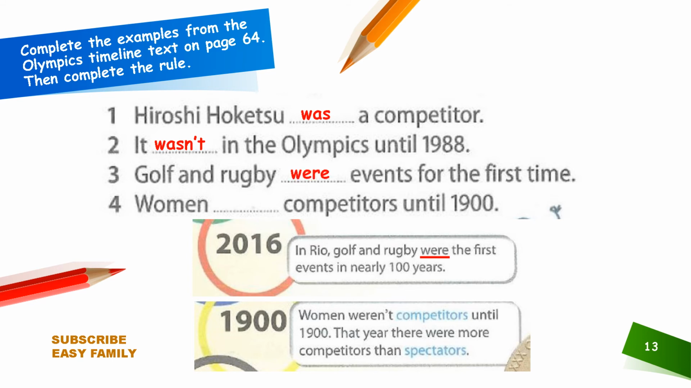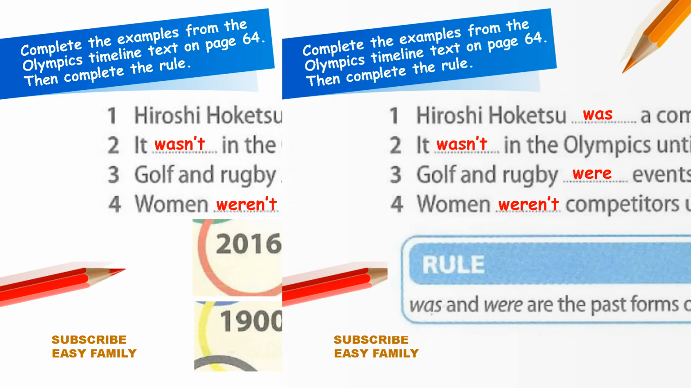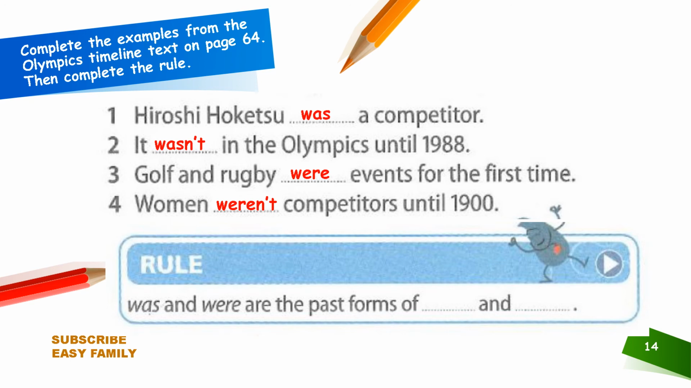Number 4. Women blank competitors until 1900. Now we need to refer to the 1900 timeline. Women weren't competitors until 1900. So the answer is weren't. Now we need to complete the rule. Was and were are the past forms of is and are. Was is the past form of is and were is the past form of are.